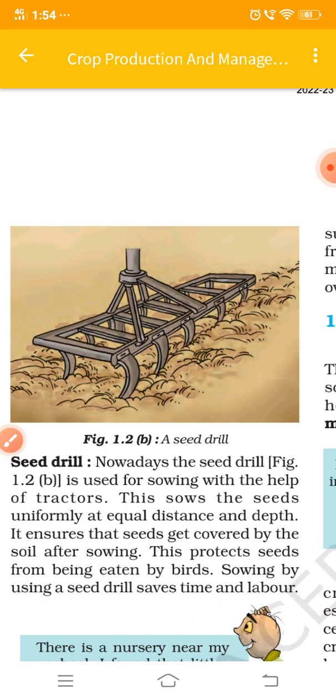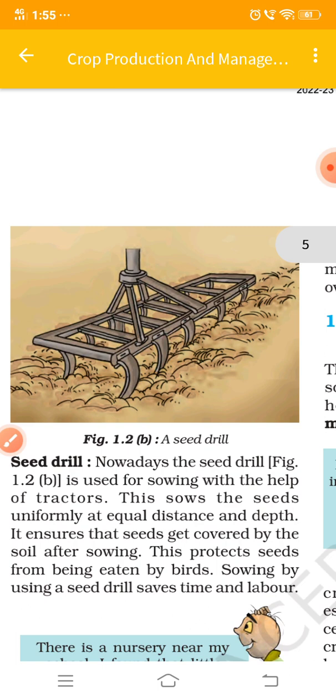Nowadays there is the seed drill. Yeah, seed drill. Nowadays a seed drill is used for sowing with the help of tractors. This sows the seed uniformly at equal distance and depth. Yeah, equal distance is there, that's correct. It ensures that the seeds get covered by the soil after sowing. This protects seed from being eaten by birds. Sowing by using a seed drill saves time and labor.